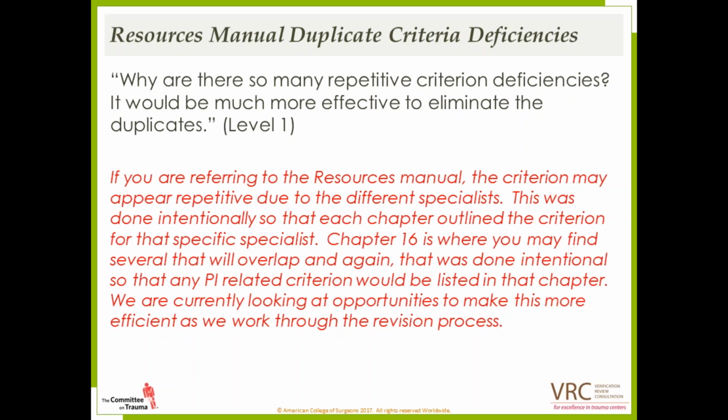So now that we are well underway with the revision process, we are definitely looking at the opportunity to not duplicate criteria and not have them overlap and make it more efficient going forward. And we'll be doing the same with the PRQ in the near future.